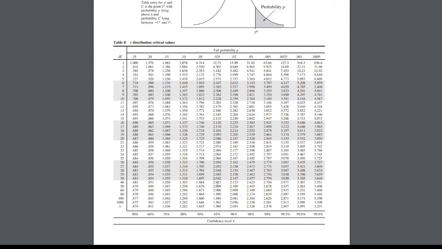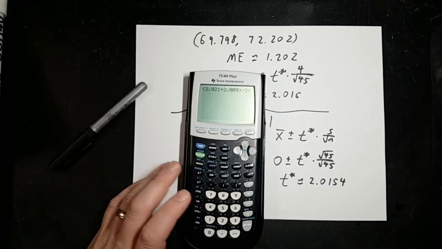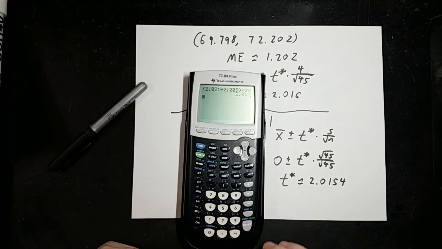95% confidence, line it up right here between 40 and 50 degrees of freedom. Now, we had 44 degrees of freedom. It's somewhere between 2.021 and 2.009. Not precisely between those two, but very close to that. 2.021 plus 2.009. Let me switch back to my top-down. Now, you won't be able to do this every time, but because it just happens to be in between, I get a t star of approximately 2.015.